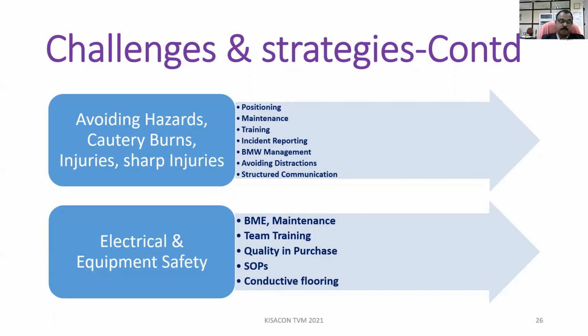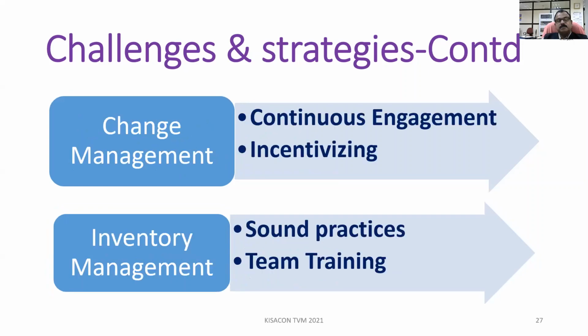structured communications are important. Electrical and equipment safety is another major issue where we need to focus on the BME, maintenance, team training, quality in the purchase, following up the SOPs, and steps like conductive flooring are important. Change management is a major challenge in implementing the quality and safety programs, and there is a resistance among the staff. So what can we do?